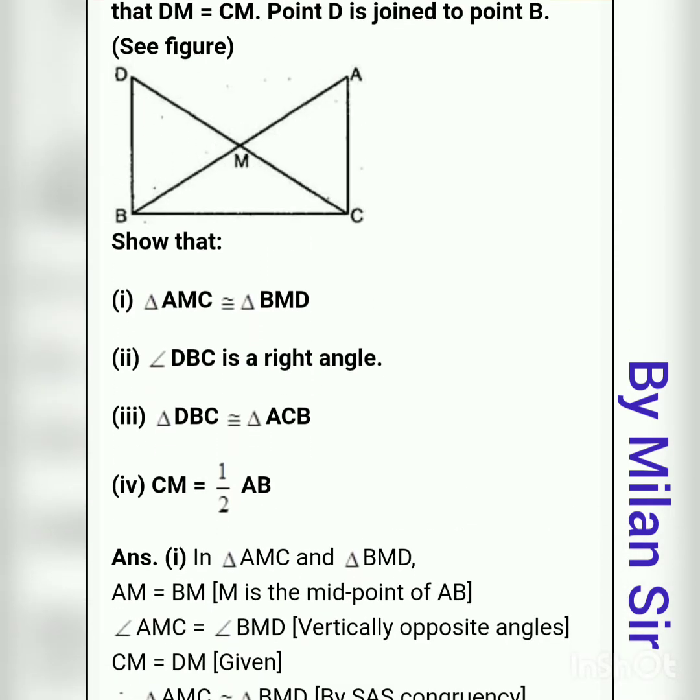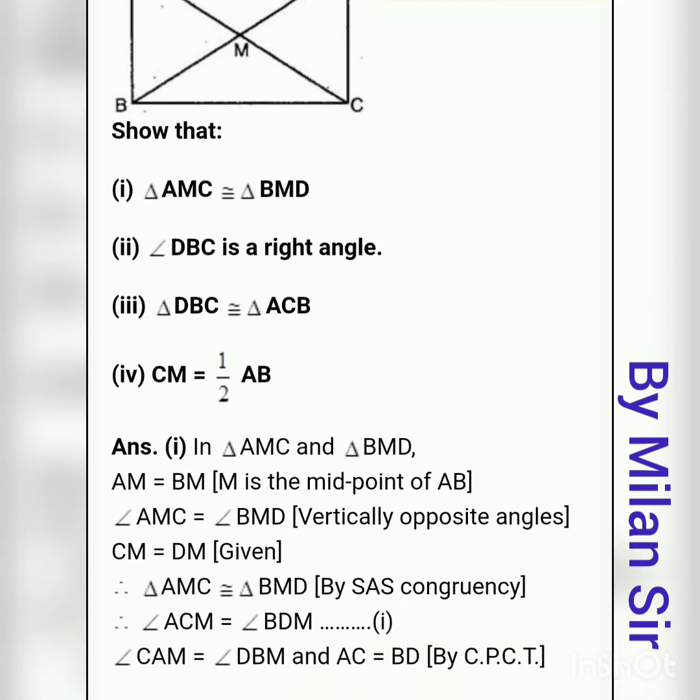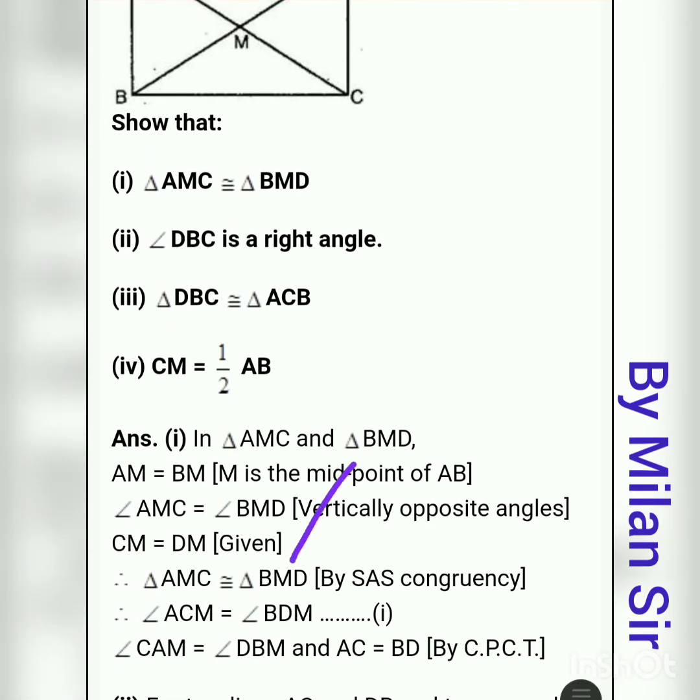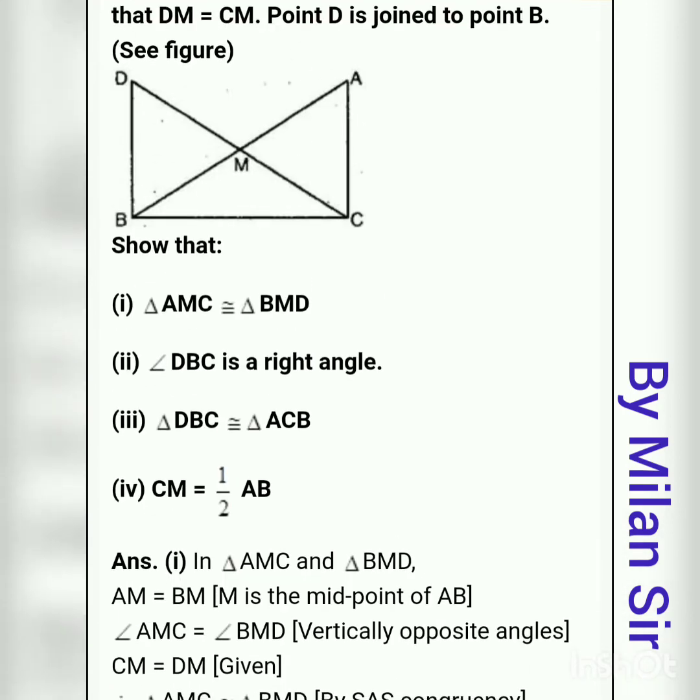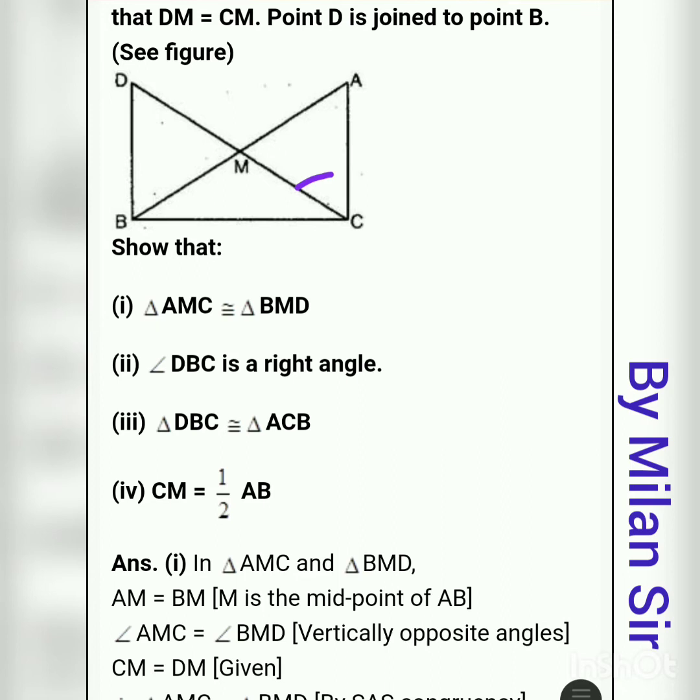And now we need to prove triangle DBC is a right angle triangle. But before that we need to prove something else, and that is, by using this congruency criteria, we can say that angle ACM is equal to angle BDM, right? Because C is at the last position and D is also at the last position, so both these angles are the same. Angle C is equal to angle D.